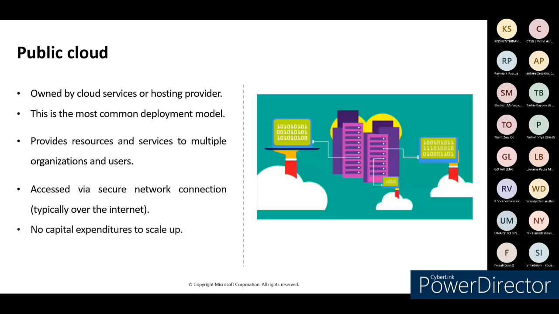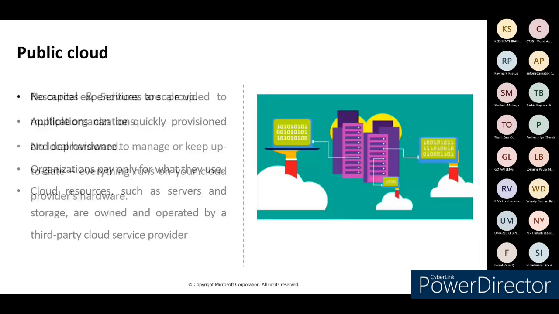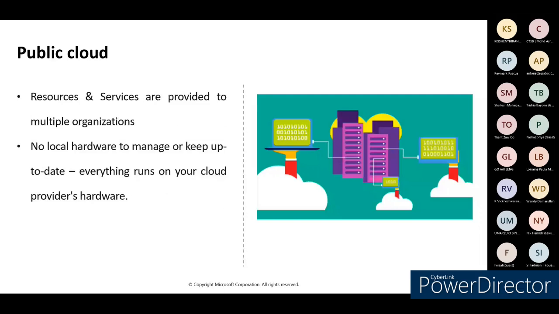So in the public cloud case, this is the commonly used deployment model, and it gives an organization the ability to provision all the resources and service management. Basically it connects through the internet. There is no capital expenditure here; you are charged by the vendor only based on the resources you use, or on consumption. All the local hardware and resources are managed by the vendor itself.